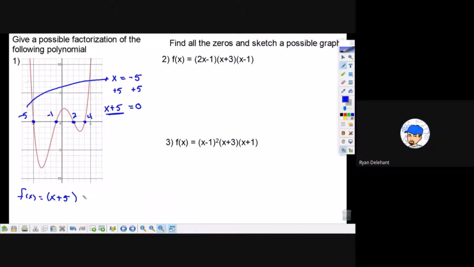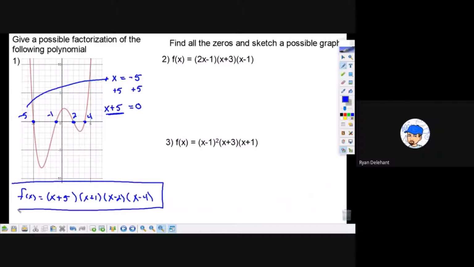So then this next one here would be x plus 1, following the same pattern, and then x minus 2 and x minus 4. This is one possible factorization of this thing. Meaning because I see where it crosses the x-axis, I think it should have those roots. I'm going to write it in factored form because that's all I'm asked to do. We're not going to worry about sketching a possible graph today.